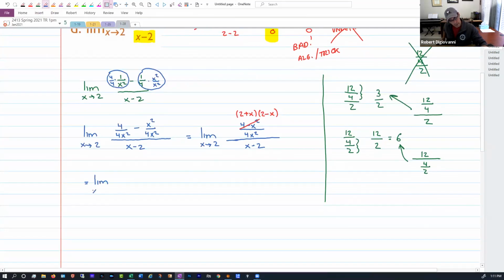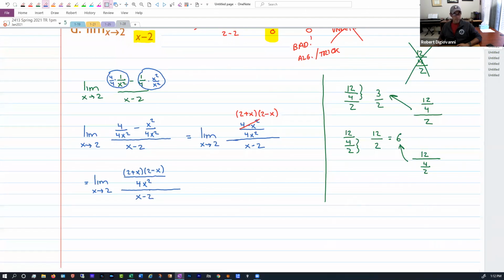Now I'm just going to rewrite it. Limit x approaches 2. Okay, the top is 2 plus x. Then we have 2 minus x. Then we have the common denominator. And then a big division bar. And we have x minus 2. Okay.